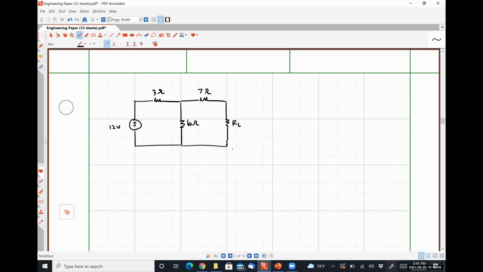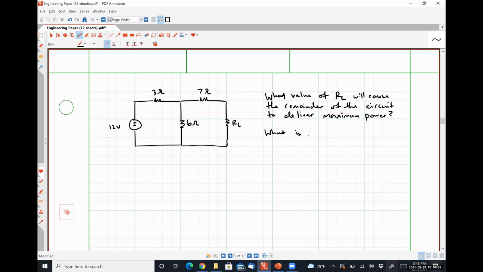We want to know what value of RL will cause the remainder of the circuit to deliver maximum amount of power, and what is the maximum amount of power that RL can absorb.